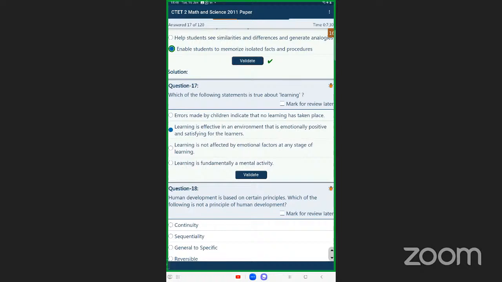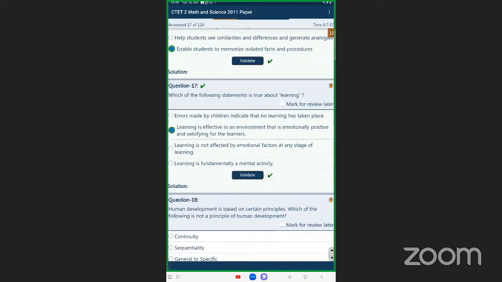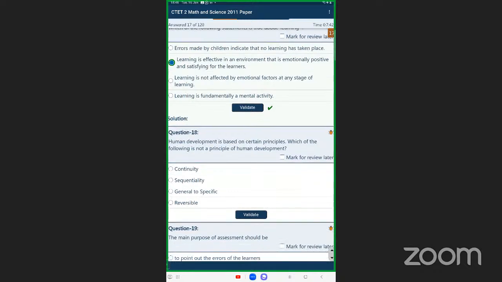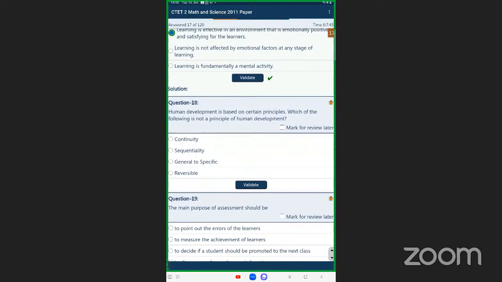Learning is effective in an environment that is emotionally positive and satisfying for the learner. Next one, question: Human development is based on certain principles. Which of the following is not a principle of human development?